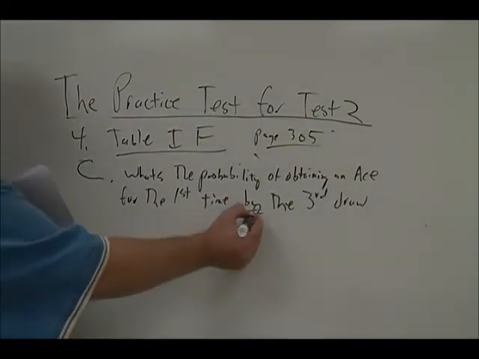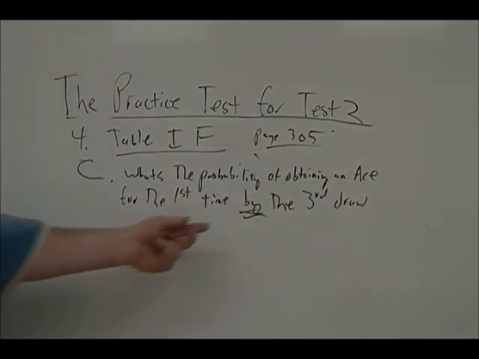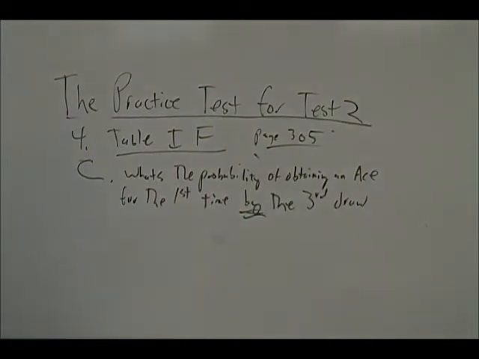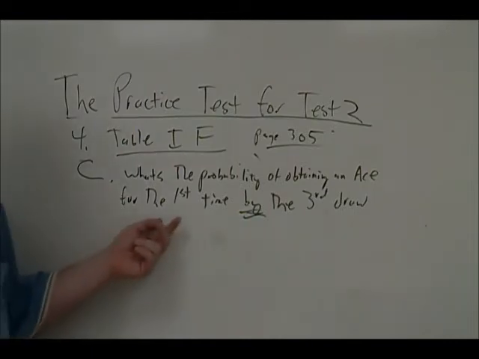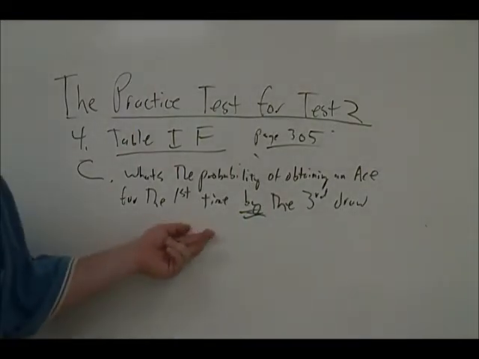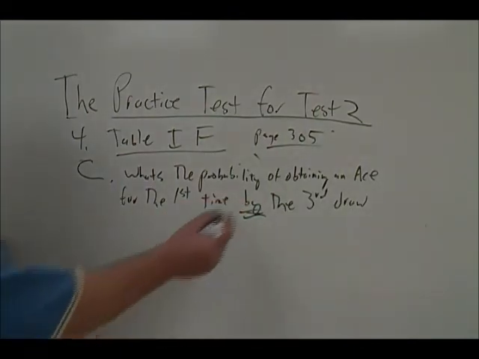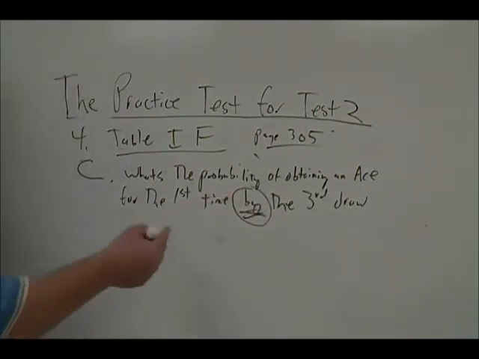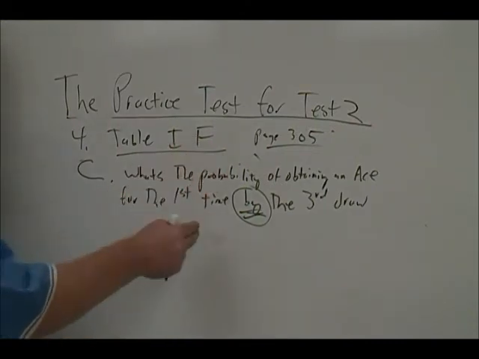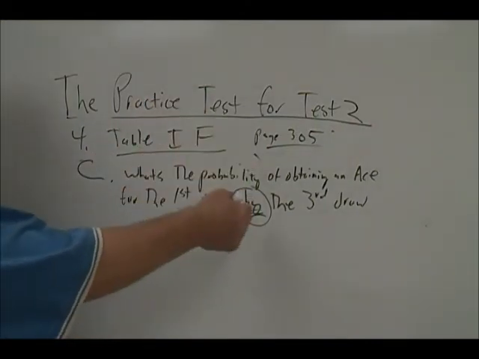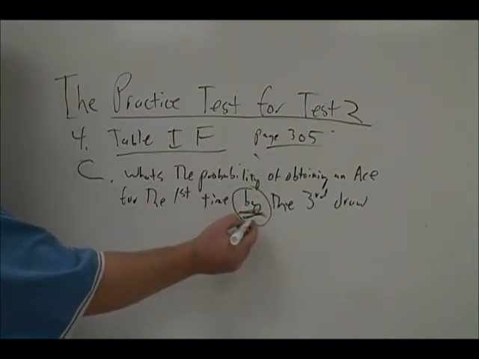If you change that word on to the word by, this now becomes a compound probability statement, like we said in class. To say the probability of obtaining an ace for the first time by the 3rd draw means that's the probability of obtaining an ace for the very first time either on the 1st draw, or on the 2nd draw, or on the 3rd draw. So saying by the 3rd draw means that either the first occurrence of an ace had to happen on the 1st draw, or the first occurrence was on the 2nd. So this turns into a compound statement.